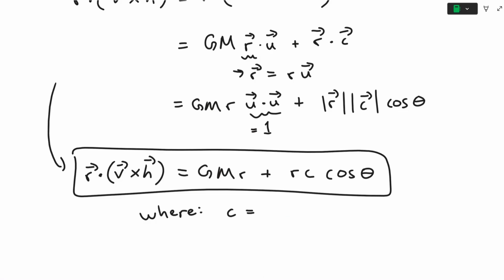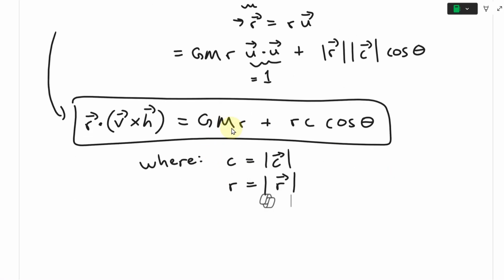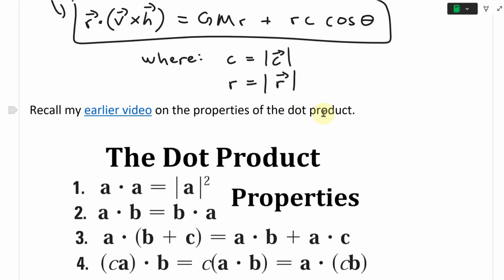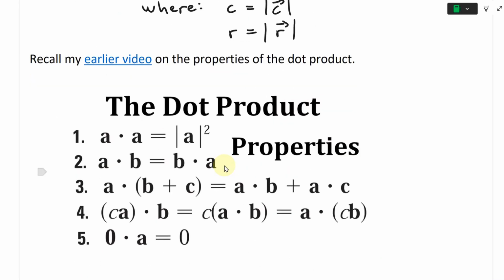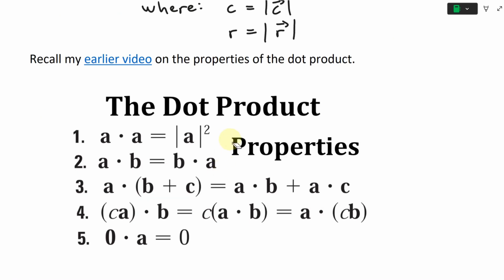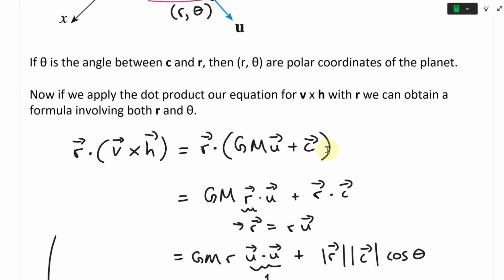c is equal to the magnitude of the c vector, and also just for completeness, r is equal to the magnitude of the r vector. And then G and M are just the gravitational constant and the mass of the sun. Now I quickly want to recap my earlier video on the properties of the dot product. Again, I used property 3 right here: a dot (b plus c) is just equal to a dot b plus a dot c. And that's what we used over here.